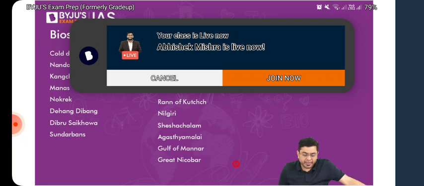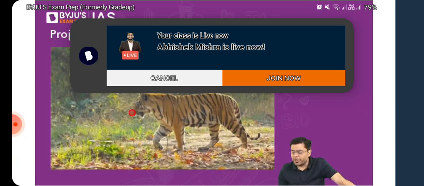So you have Cold Desert in the region of Ladakh. So Nanda Devi, Kanchenjunga, Manas, Nokrek, Dibru Saikhowa. This is the smallest. This is the largest. Now biosphere reserves are not very large in number, so you can always keep that in mind. Okay. Now we come to the portion of Project Tiger, for which we have recently celebrated 50 years for the completion of Project Tiger.